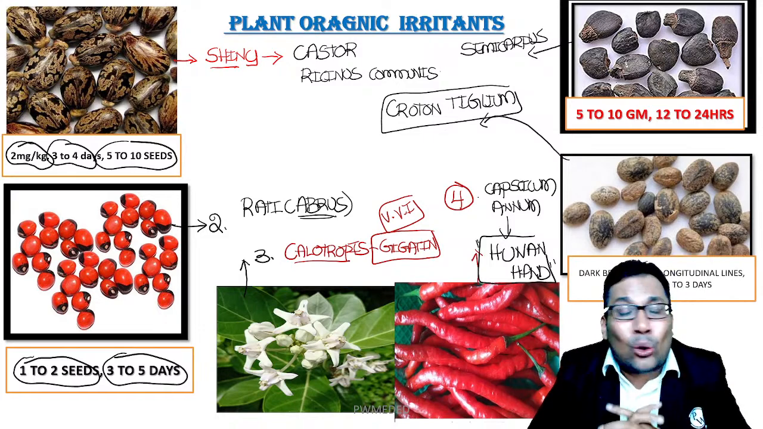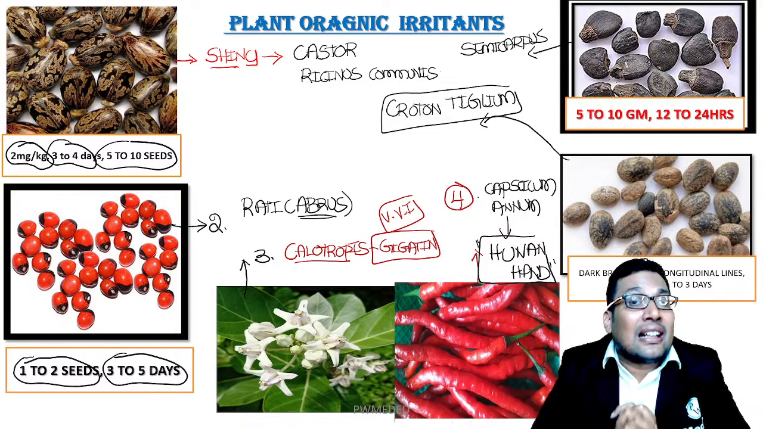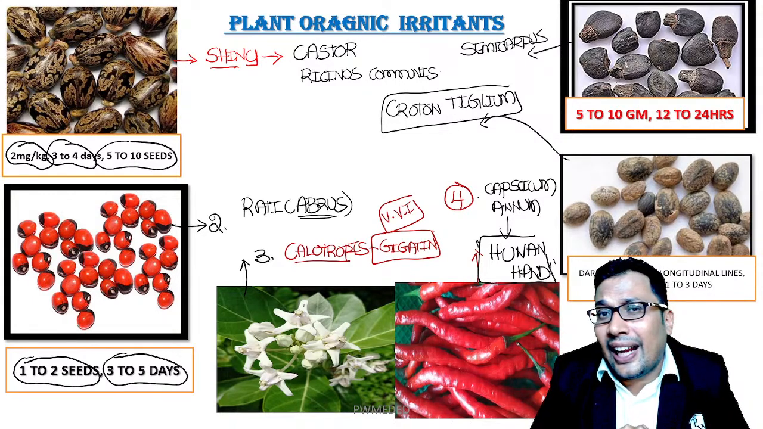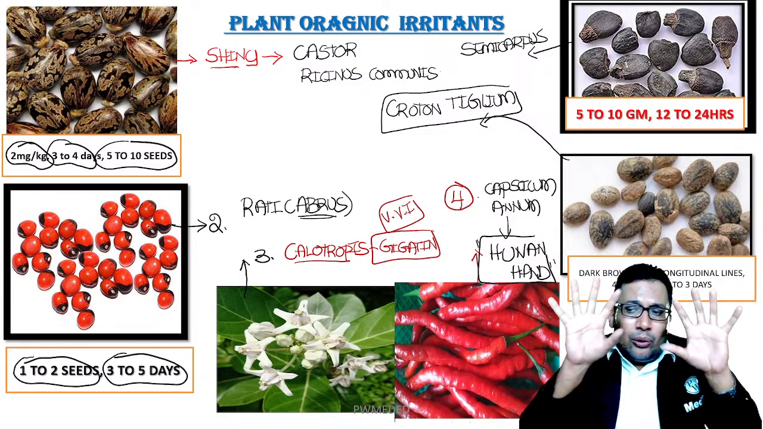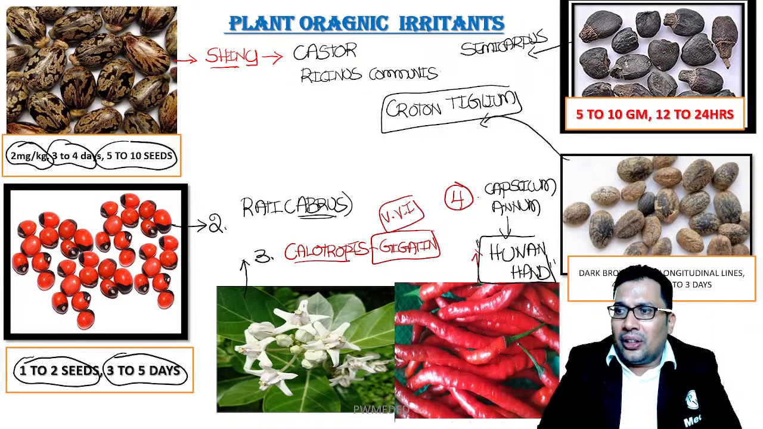Sometimes they'll ask about ergotism also. Ergotism is caused by a fungus, and is known as Saint Anthony's fire. That is also a question asked in the exam. I think you understood the important plant organic irritants. Any doubt in this, beta?